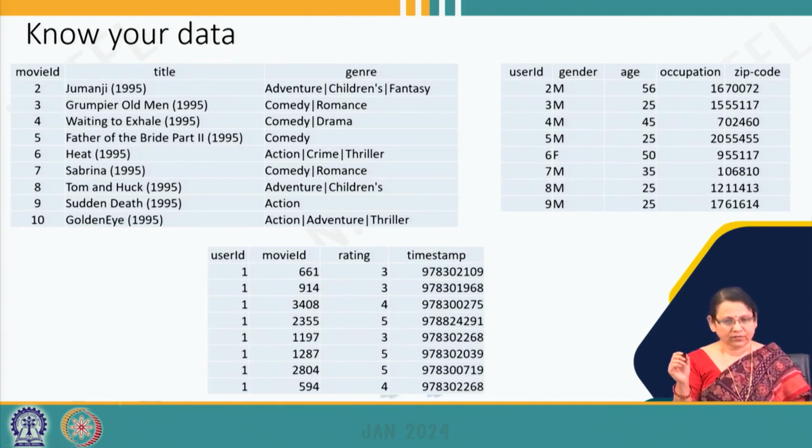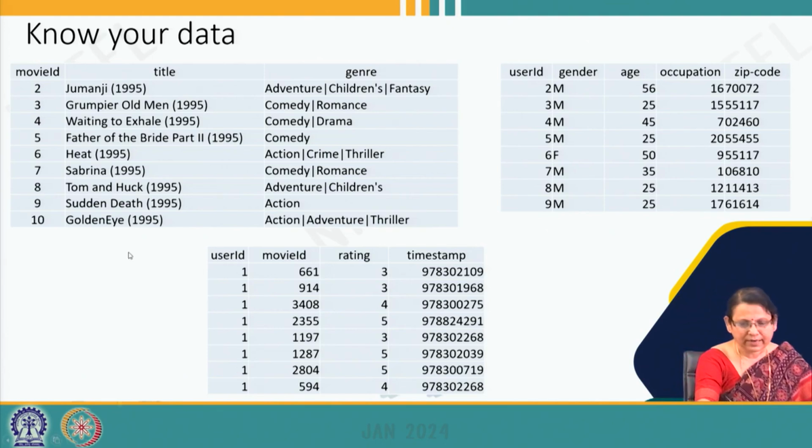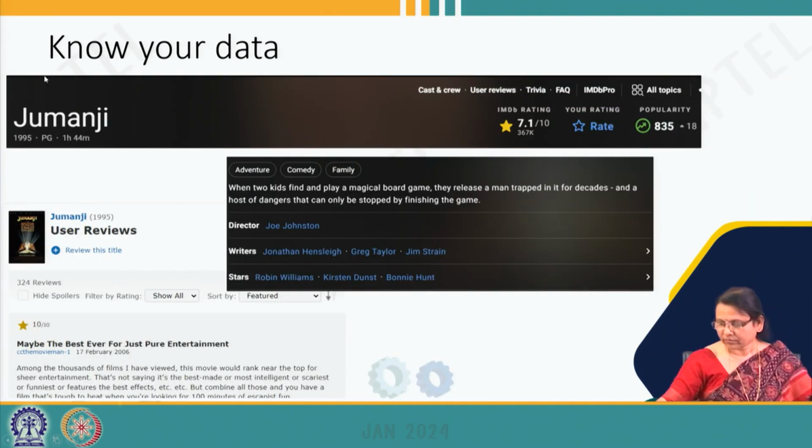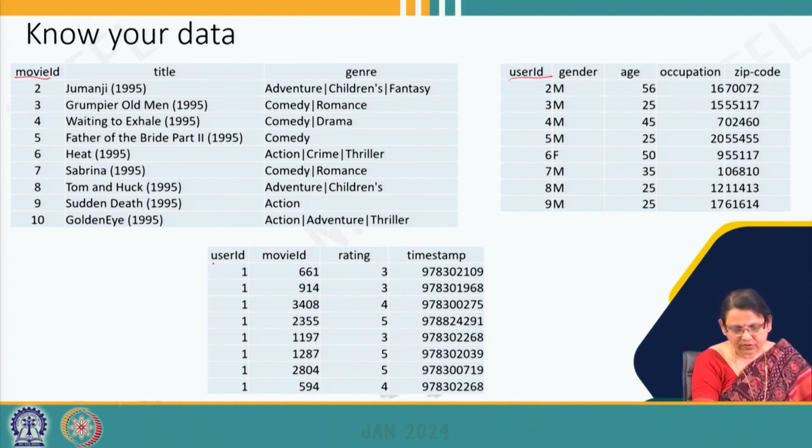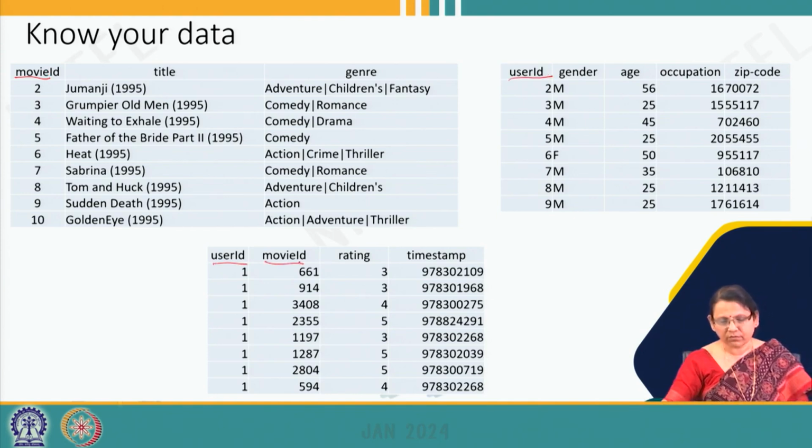Consider this case. This is the data about movies, specifically from the MovieLens data set. This is the data about movies. This is the data about the user, and this joins movie data with user data. Let us look at the nature of this data and in which kind of rating scale it is.